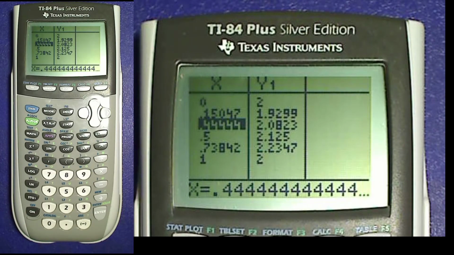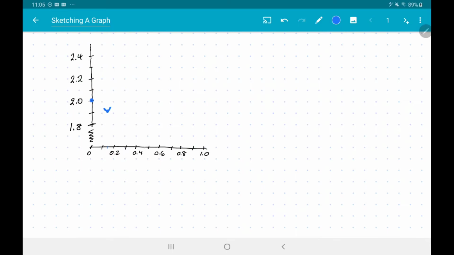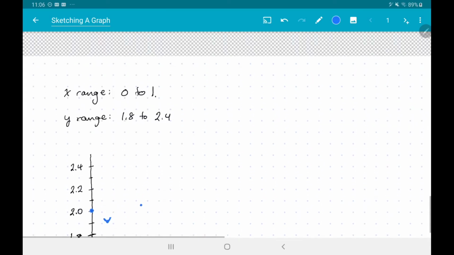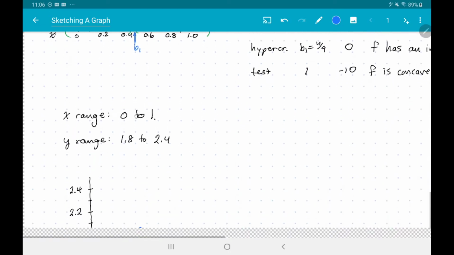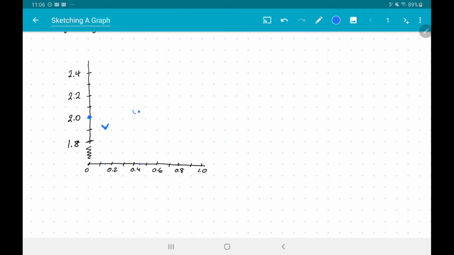The next number in my table, well, that's x equals 4/9. That's going to be the inflection point. So that's 2.08. That's close to 2.1. So here we go. There's about 0.44, and 2.08 is going to be right about there. And remember, this is an inflection point where the graph swerves from concave up to concave down. So I will draw a little bit of a swerve here just to remind myself of what's supposed to happen there.